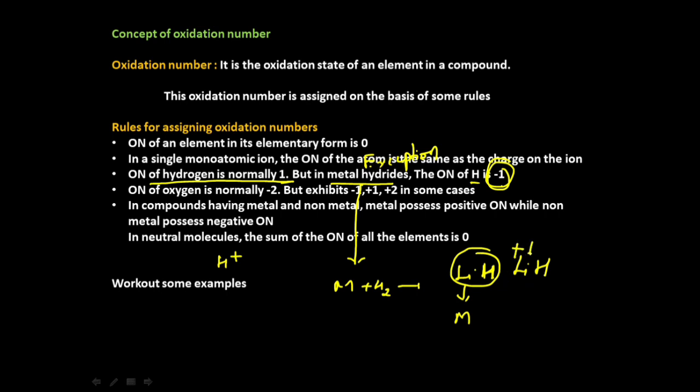In order to neutralize the +1 charge, hydrogen has to possess -1 charge, so that the overall molecule can become neutral, that is 0, and the molecule can become stable. Since lithium is getting +1 charge, hydrogen must possess -1 charge. So the oxidation state of hydrogen in lithium hydride is -1. Here the hydrogen possesses a negative oxidation state, that is -1. Generally hydrogen possesses +1 oxidation state, but in the case of metal hydrides it will possess -1. That is the third point.